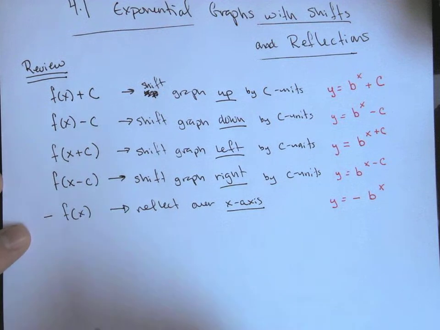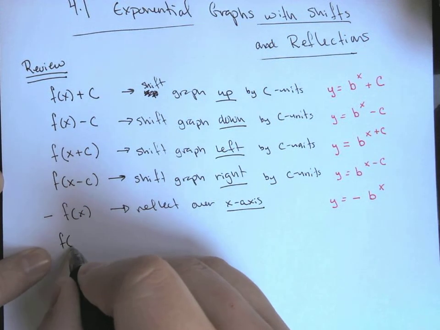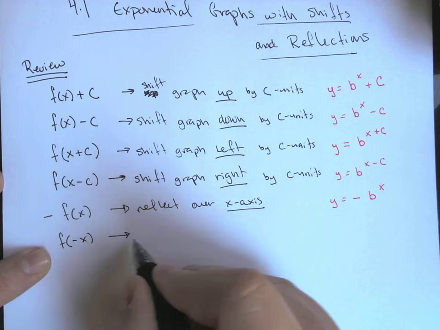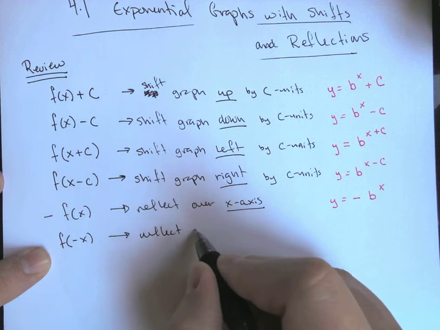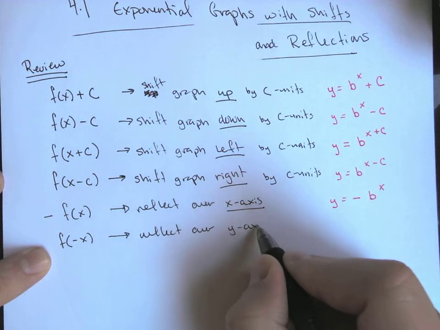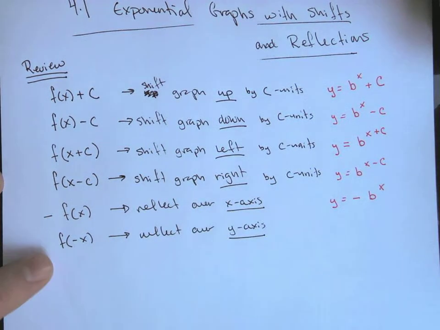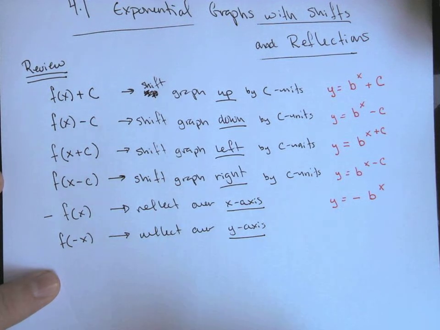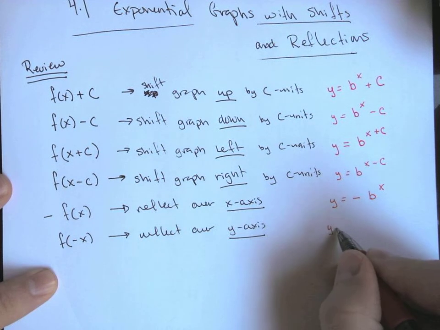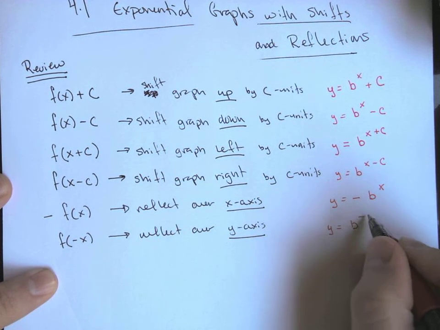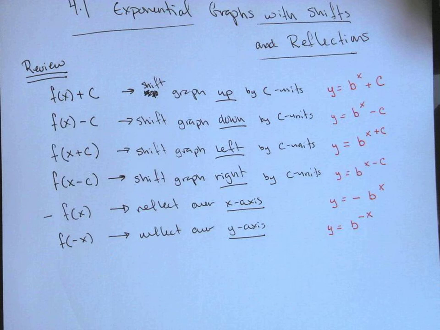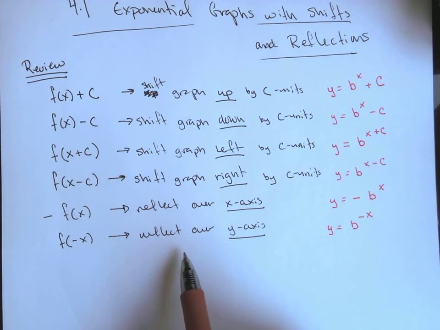Last but not least, for now, if I do a negative inside the parentheses, negative x, that's going to be a reflection over the y-axis. What I'm doing is essentially doing negative versions of all of the x values, so the left and right versions of the graph are going to flip places. So I'm reflecting over the vertical axis, which is the y-axis. What does that look like? Negative x, so b raised to the negative x.